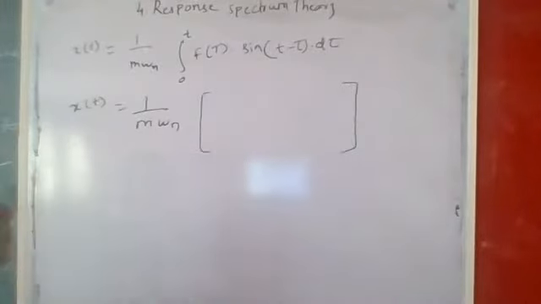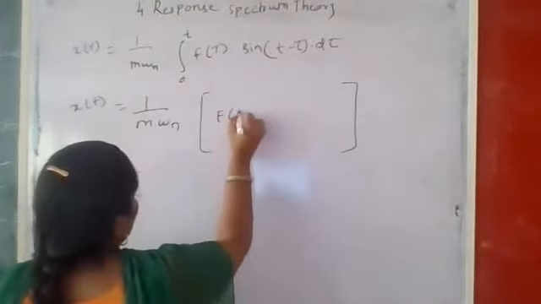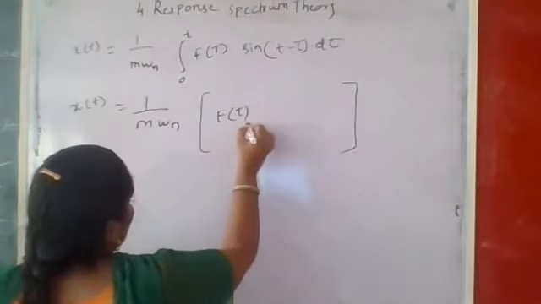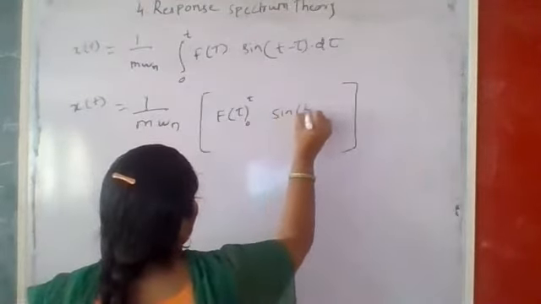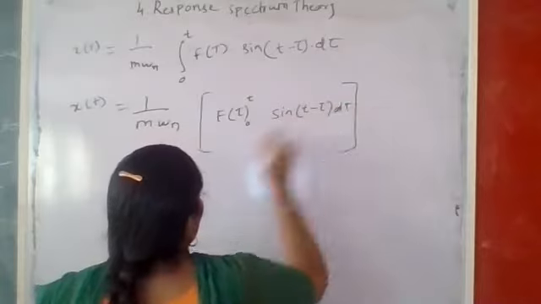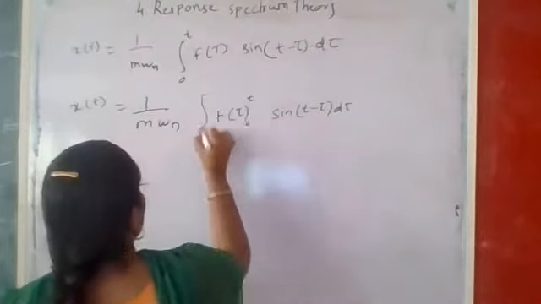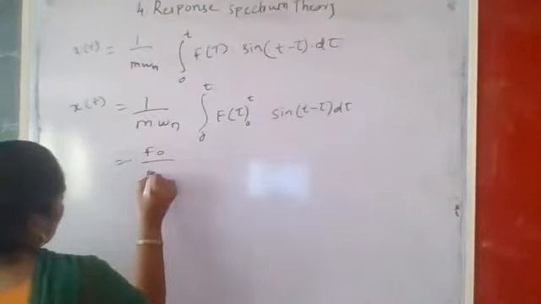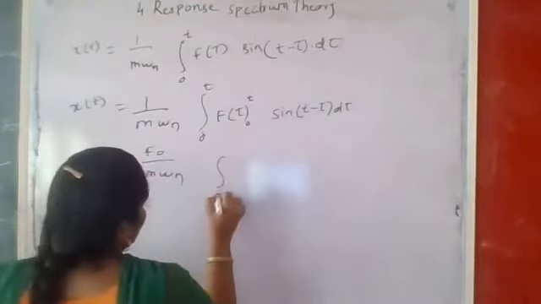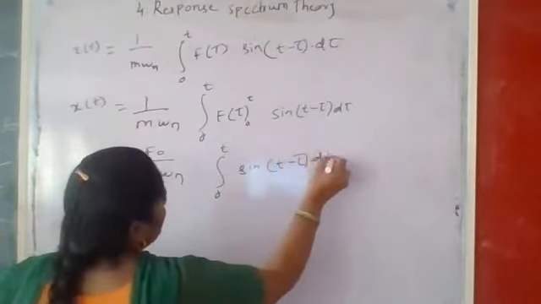Integration of this term, f of tau, from time t is equal to 0 to t, will become f tau into the remaining term, sine of omega n into t minus tau into d tau. I will put here once again the integration of 0 to t. So the remaining term is f naught upon m omega n. That f naught is the constant term. So the remaining term is sine of omega n into t minus tau into d tau.